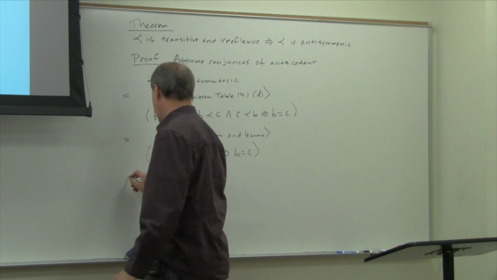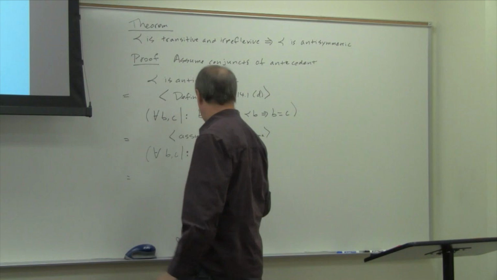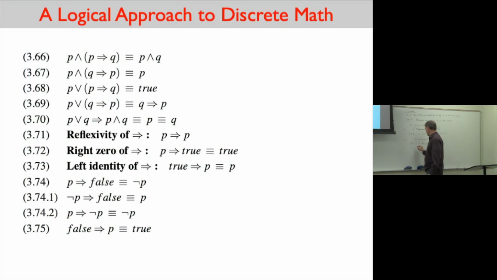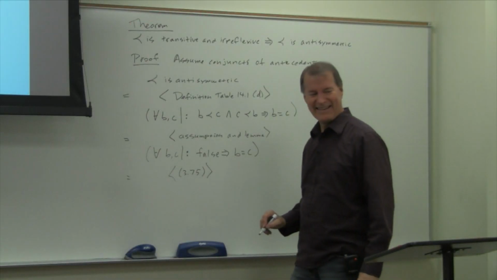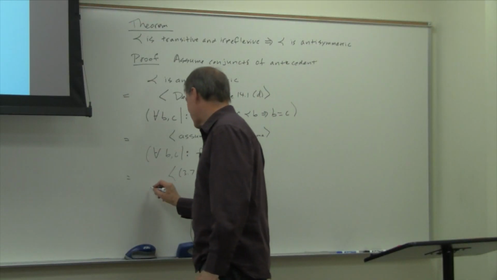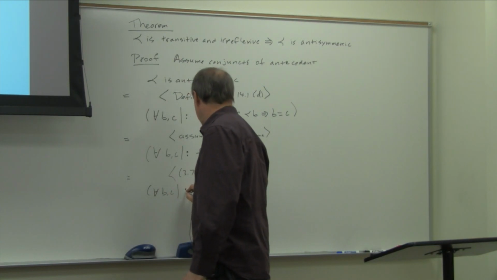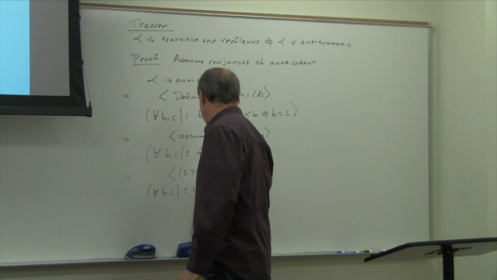Yeah, so this equals, by, what was that one where the false... it's got to be 3.7 something. It is 3.70 what? Very close, 3.75, off by 1. Okay, and so this is what? For all B, C, true.